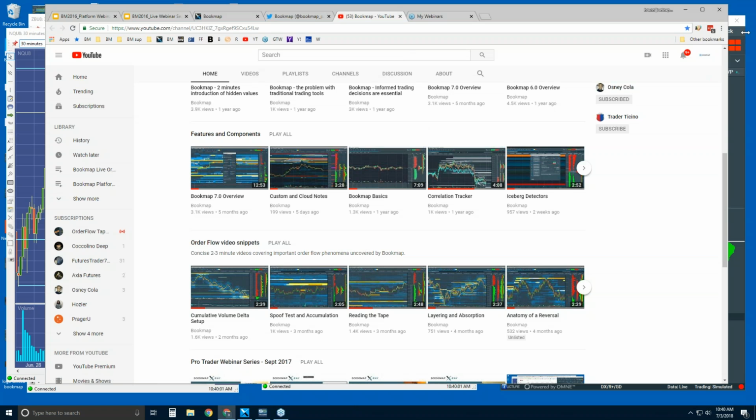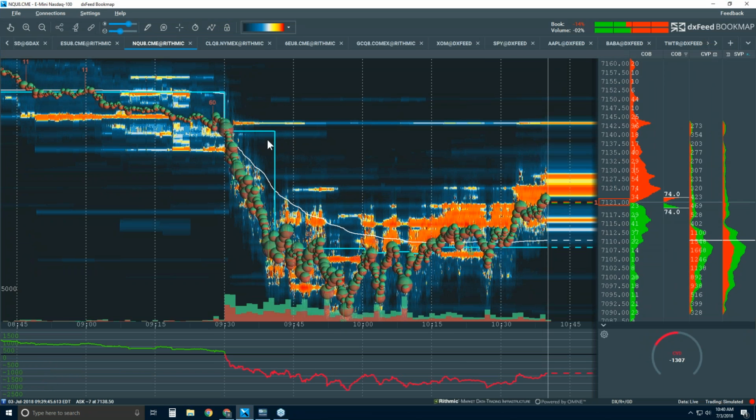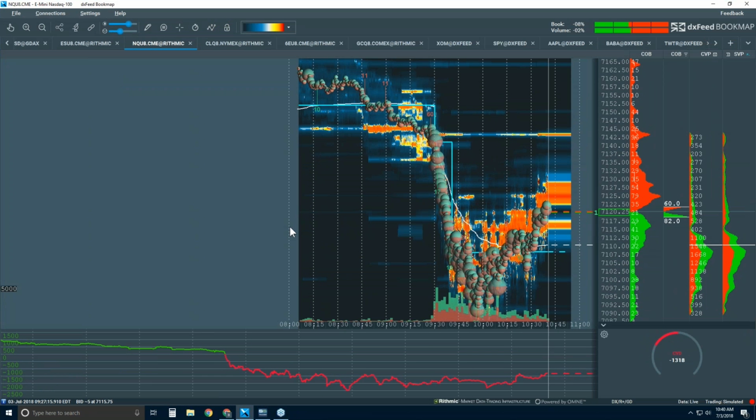Okay, let's jump into Bookmap and see what's going on here. Here we're looking at the NASDAQ E-mini, and look at the 9:30 open and right down immediately.